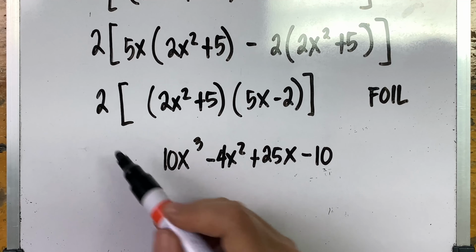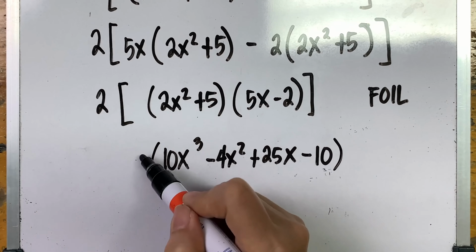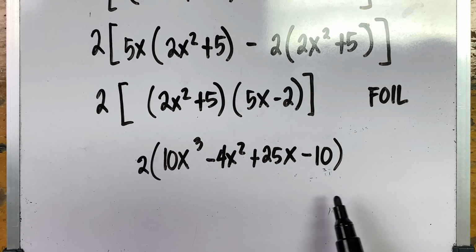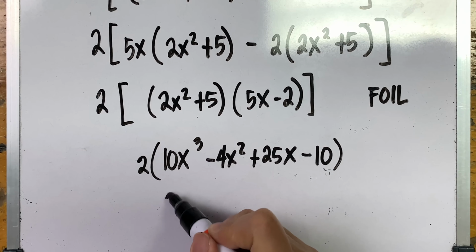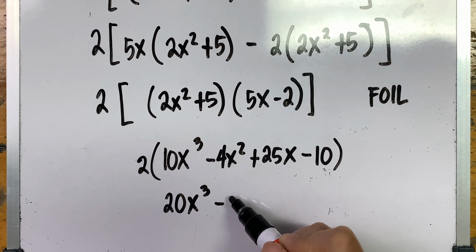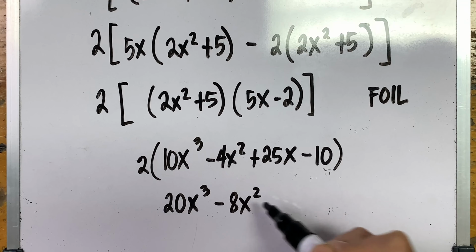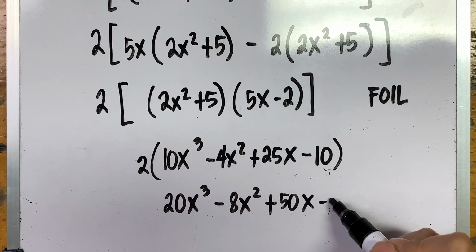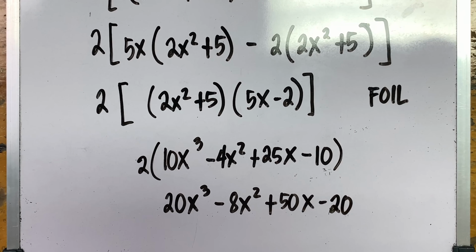Okay. But since merong 2 doon, multiply natin or i-distribute natin yung 2 sa bawat isang term. So, this will give us 20x cubed minus 8x squared plus 50x minus 20. Okay. Kung titignan natin, pareho siya dun sa given. So, itong factor natin ay tama.